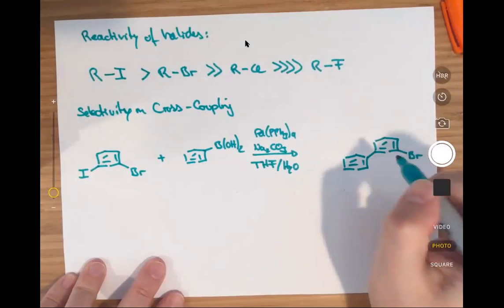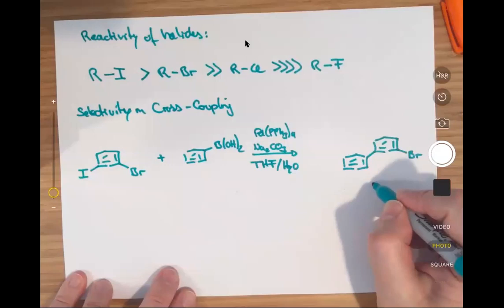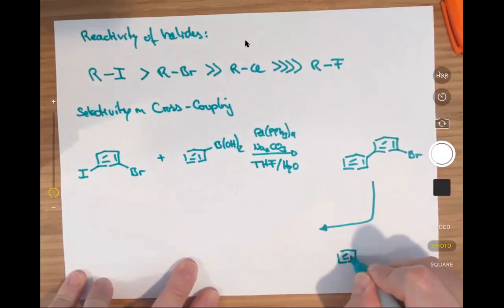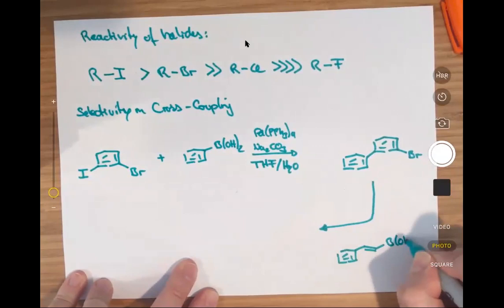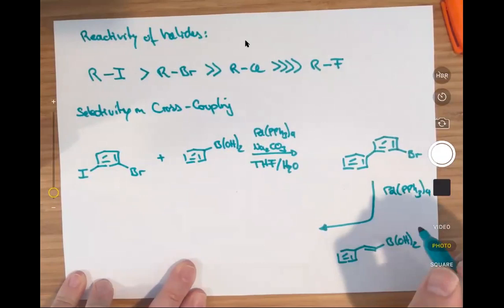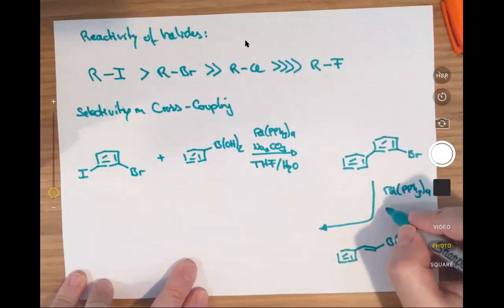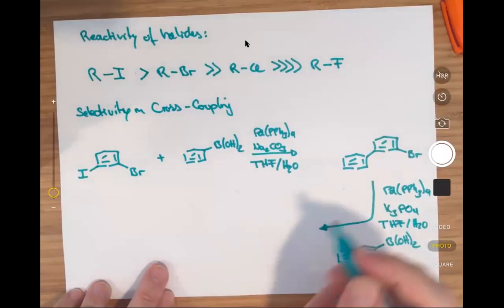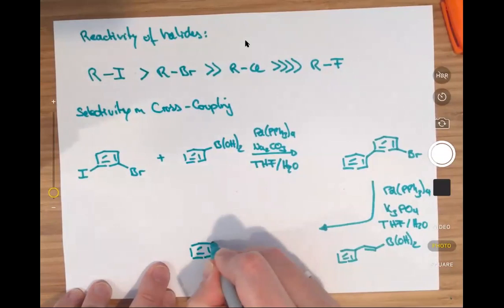And now you can do additional transformations with this. So you could go ahead and subject this to a second Suzuki reaction. Let's say we use another boronic acid. And this time we use palladium 4, and we use, what shall we use here? Potassium phosphate, for example. And let's say THF water. This probably needs a little bit higher temperature in order to work, but you get the selectivity that your substitution product will then selectively go after the bromine.